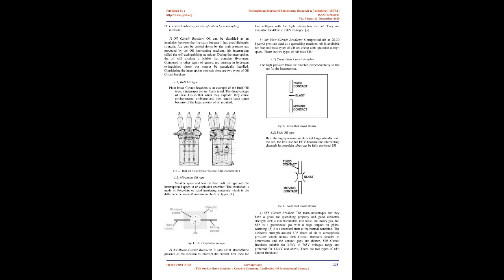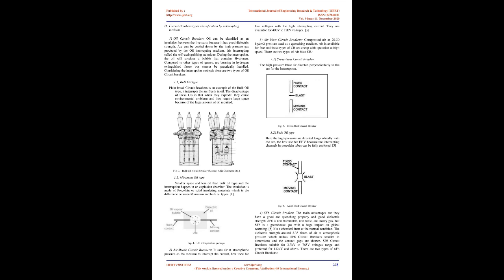1.2. Minimum oil type. Smaller space and less oil than the bulk oil type, and the interruption happens in an explosion chamber. The insulation is made of porcelain or solid insulating materials, which is the difference between minimum and bulk oil types. Fig. 4. Oil CB operation principle. 2. Air brake circuit breakers. It uses air at atmospheric pressure as the medium to interrupt the current.